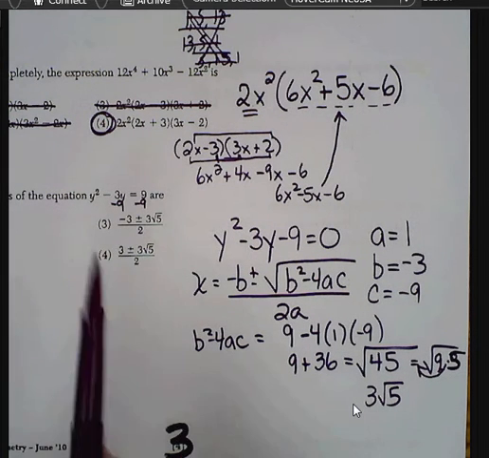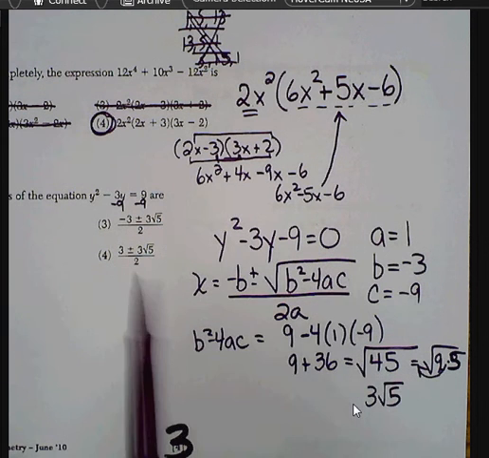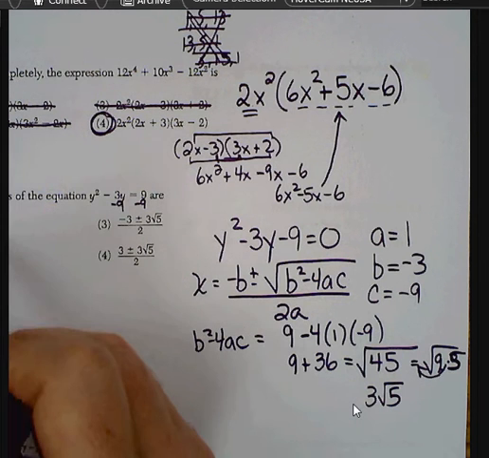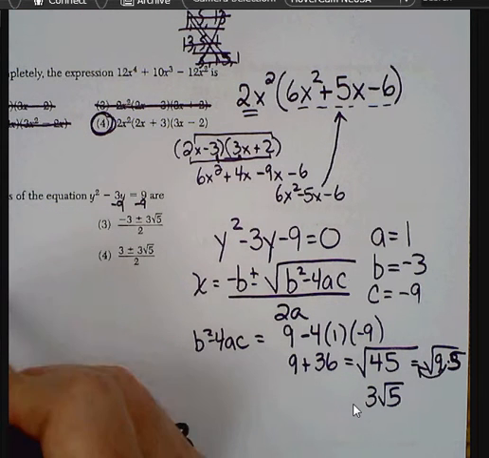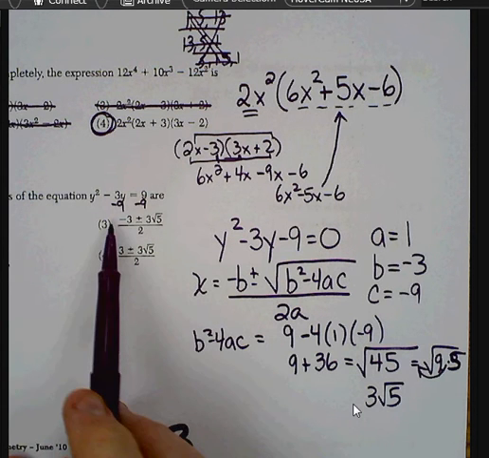One of the things I want you to see is if I take a look at the choices, this is a positive 45. So when I take the square root of a positive 45, I get a real number, not an imaginary number. So choice 1 and choice 2 are gone because they have imaginary roots. So it's either going to be choice 3 or choice 4.